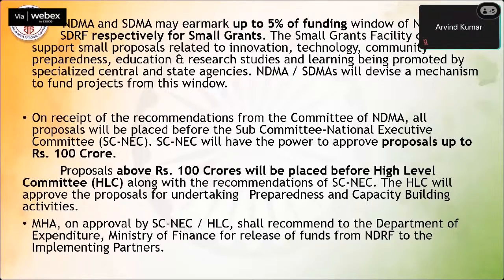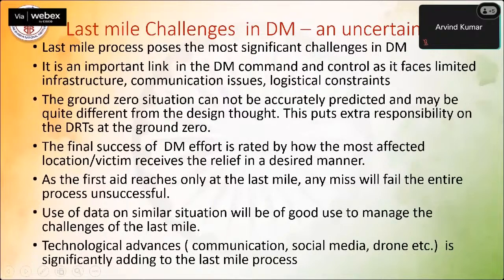MHA, on approval by the subcommittee NEC, National Executive Committee, and high-level committee, shall recommend to the Department of Expenditure. Now this goes to the ministry for approval because the budget is more than 100 crore. These are all the government limits. Okay. Now budget we have discussed.